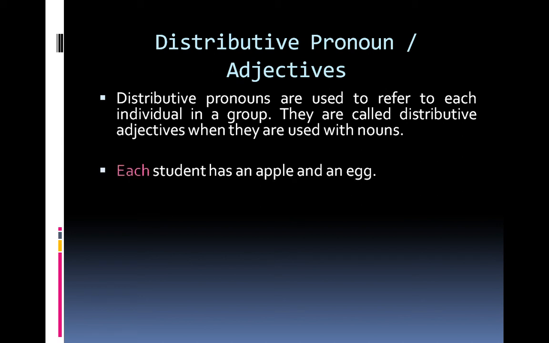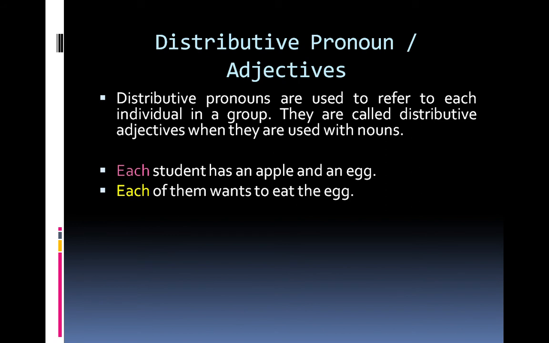Let's have examples. Each student has an apple and an egg. This word each is a distributive adjective because it is followed by the noun student. Student is the subject of the sentence. It has been used with a noun, so distributive adjective. Compare it with the next example. Each of them wants to eat the egg.